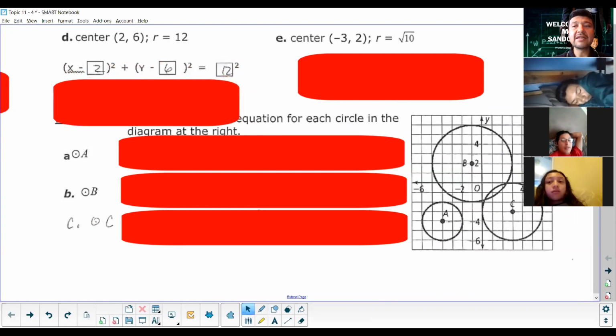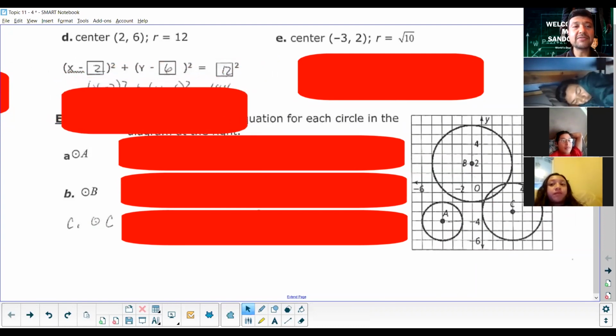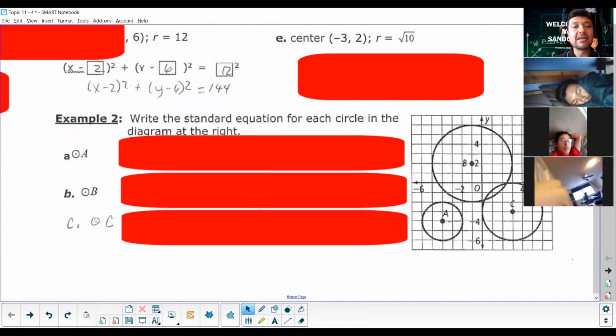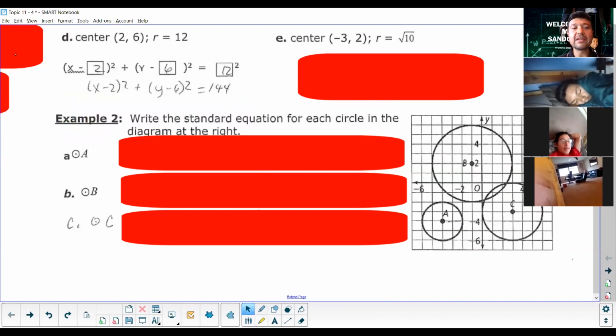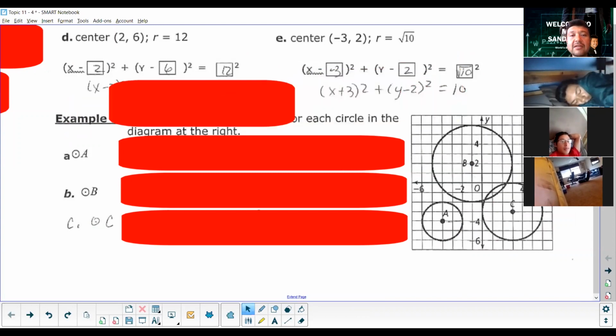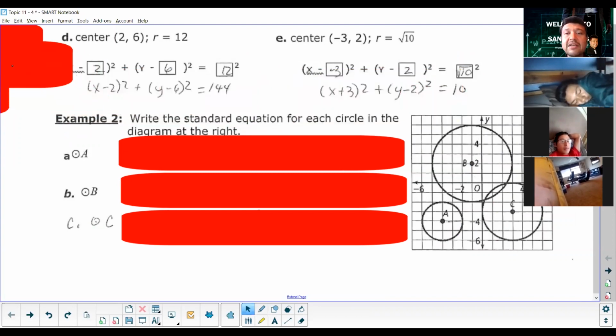Okay, it's going to be, yeah. You see this? It's going to be x minus 2, y minus 6, and then 12 squared. So it's going to look like this in standard form. And on the last one, let me go ahead and just show you the last one. The last one is going to be about x minus 3, y minus 2. Now take a look at this one.